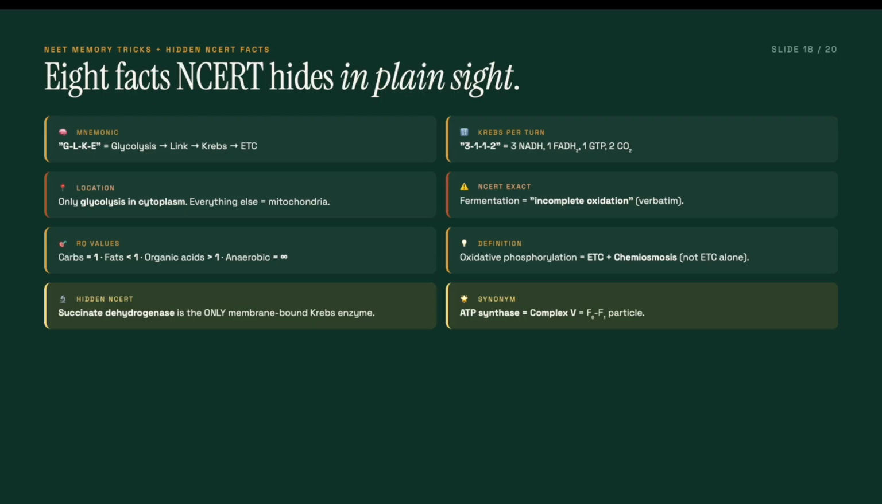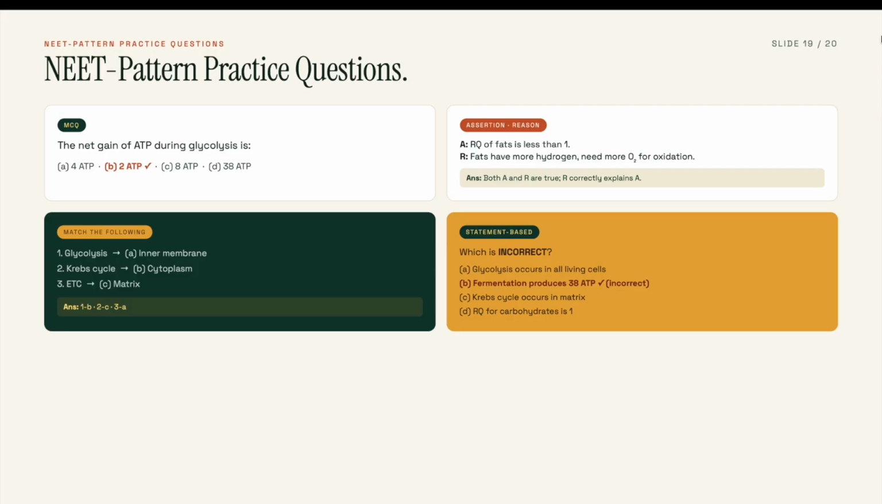Hidden NCERT fact: succinate dehydrogenase is the only Krebs cycle enzyme that is bound to the inner mitochondrial membrane. All others are in the matrix. And ATP synthase is also called complex 5 or F0 F1 particle. Let us quickly solve NEET pattern MCQs.